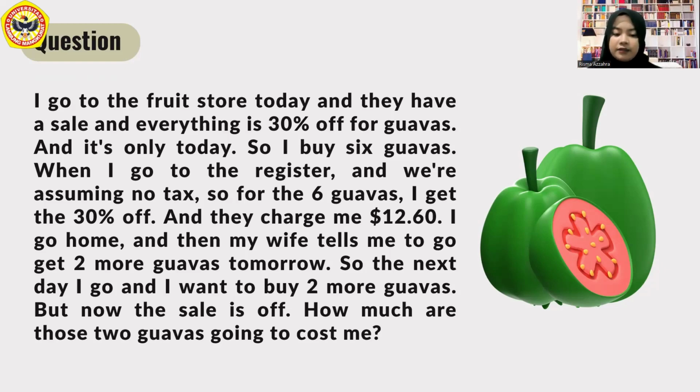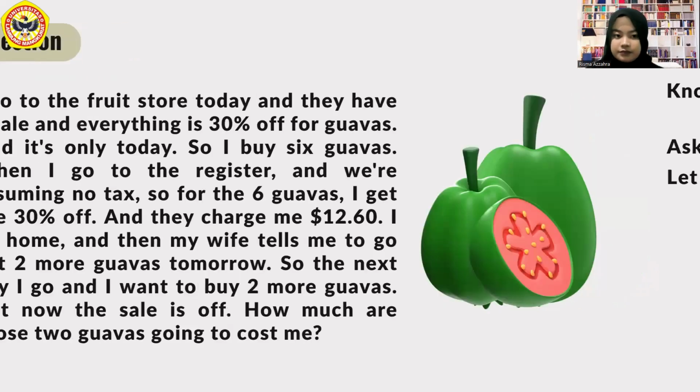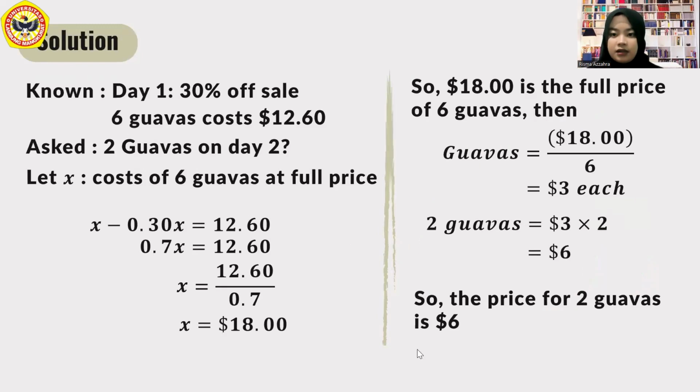I go home, and then my wife tells me to go get two more guavas tomorrow. So the next day I go and I want to buy two more guavas. But now the sale is off. How much are those two guavas going to cost me? So the solution is, we know from the problem that on day one they have a 30% off sale, and six guavas cost me $12.60. So we are asked for two guavas on day two when the sale is off.